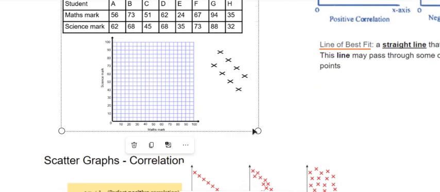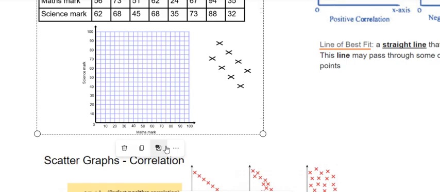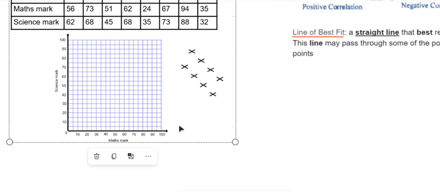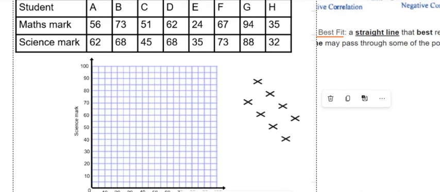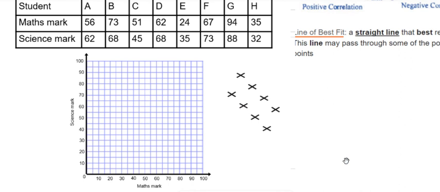So this is an example of something you could put on a scatter graph. These are the marks that students got in maths and science tests. You see there, student A got 56 in maths and then got 62 in science. The maths is along the bottom, the science is up the side. It's a simple enough idea, you're just plotting where they are. If I go to 56 for maths and 62 for science, it'll be about there. So that would be that student.